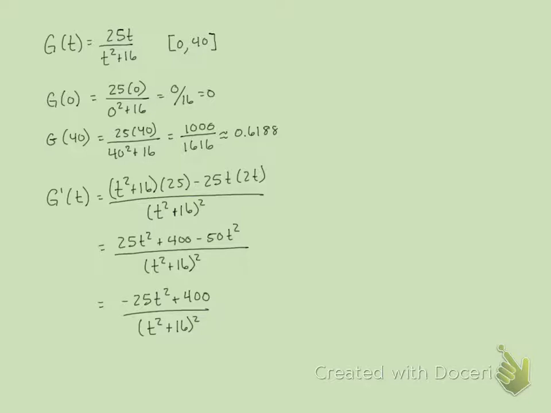Notice that in this denominator, I still have t squared plus 16, and then that squared. This is never going to equal 0. It'll never be negative. This will always be a positive number for any value of t, but certainly between the values of 0 and 40, which is our interval.